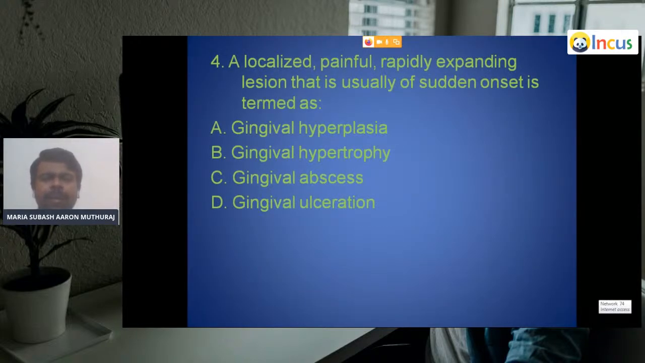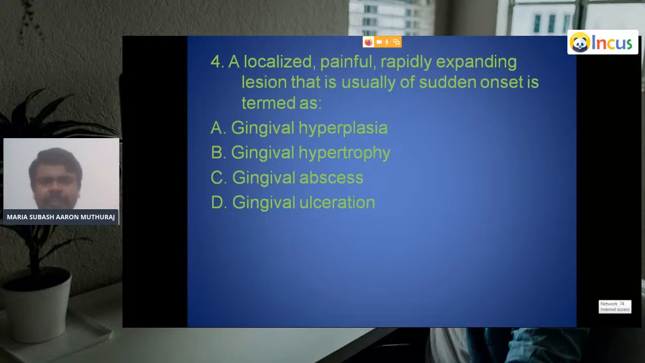A localized, painful, rapidly expanding lesion that is usually of sudden onset. Gingival hyperplasia and gingival hypertrophy won't be rapidly expanding lesions. They are usually chronic conditions and won't expand rapidly. Gingival ulceration also won't be associated with a rapidly expanding lesion.